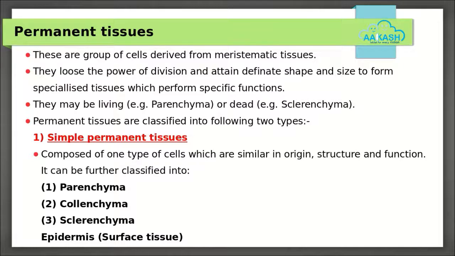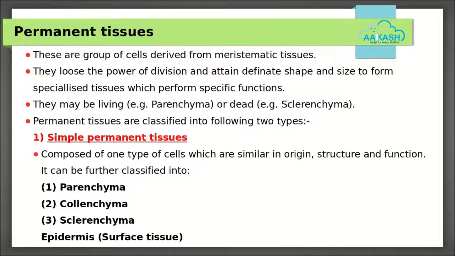They lose the power of division and attain definite shape and size to form specialized tissues which perform specific functions. They may be living or dead. For example, parenchyma as living and dead as sclerenchyma. Permanent tissues are classified into following two types. 1. Simple permanent tissues.